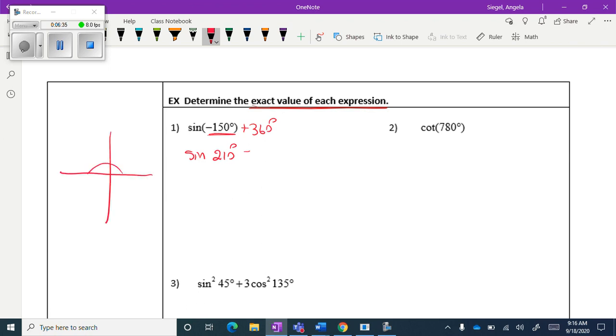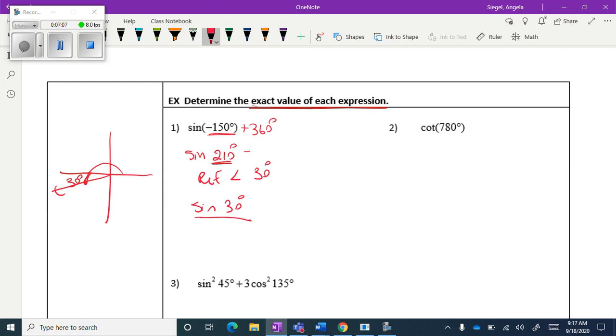So let's think about this. 210 degrees is 180 plus 30, so that's a reference angle of 30. Let me write that down. Reference angle of 30, so I can treat this as a 30, 60, 90 degree triangle and grab those values. The sine of 210 degrees is the same kind of value as the sine of 30 degrees. One might be positive and one might be negative, but it's the same values for each one.